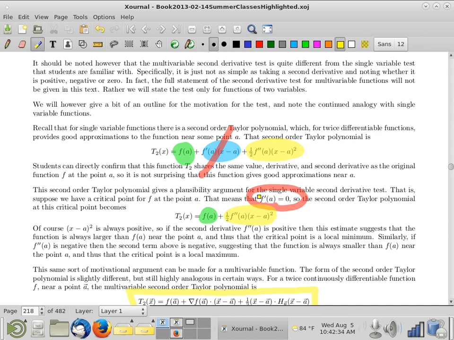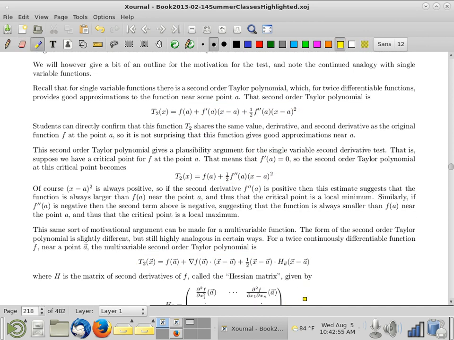So if f double prime is positive, then it's a parabola that's oriented up, which means you found a minimum. Right? If f double prime is negative, then it's a parabola oriented down, which means you found a maximum. So that's a point of view that you can take on the second derivative test. Now, there's different ways to think about it. I just like that one because it segues nicely into what I want to talk about here.